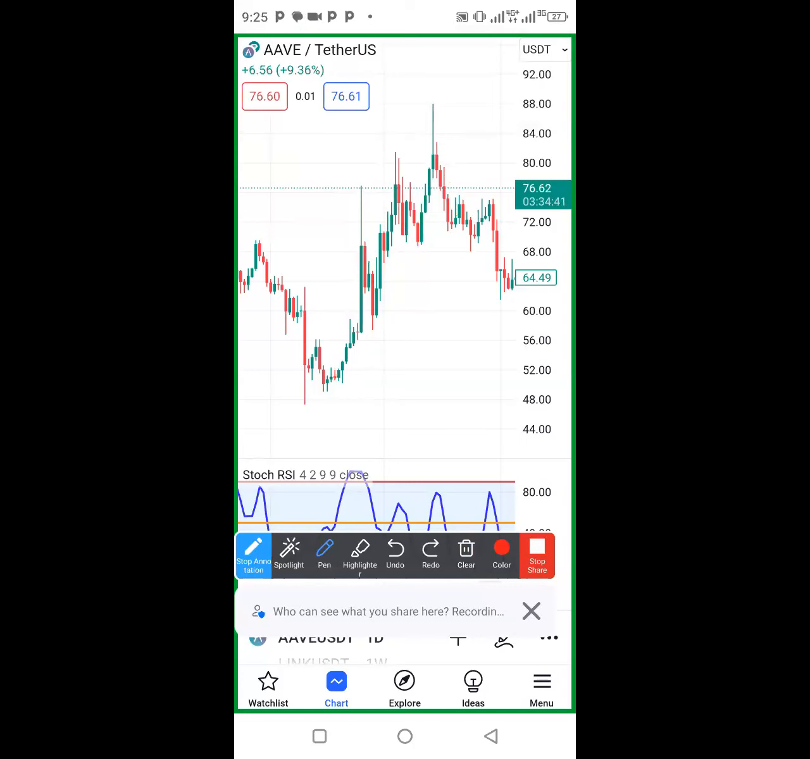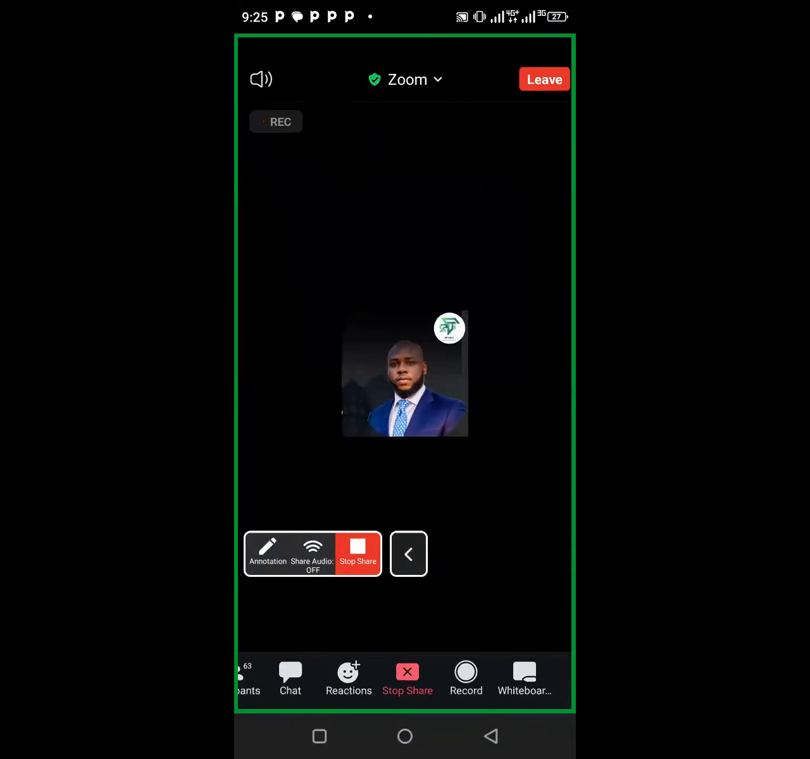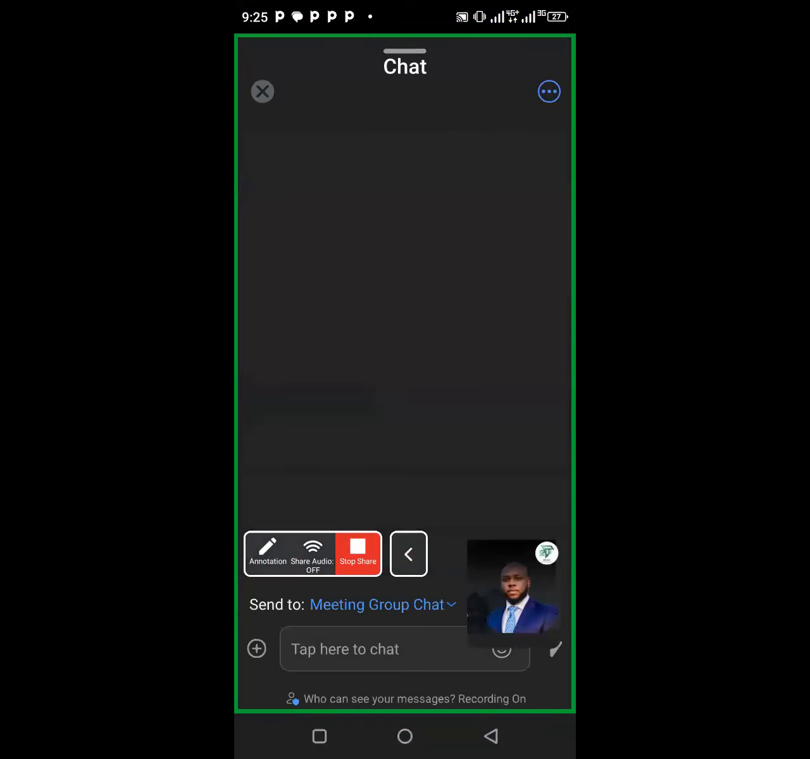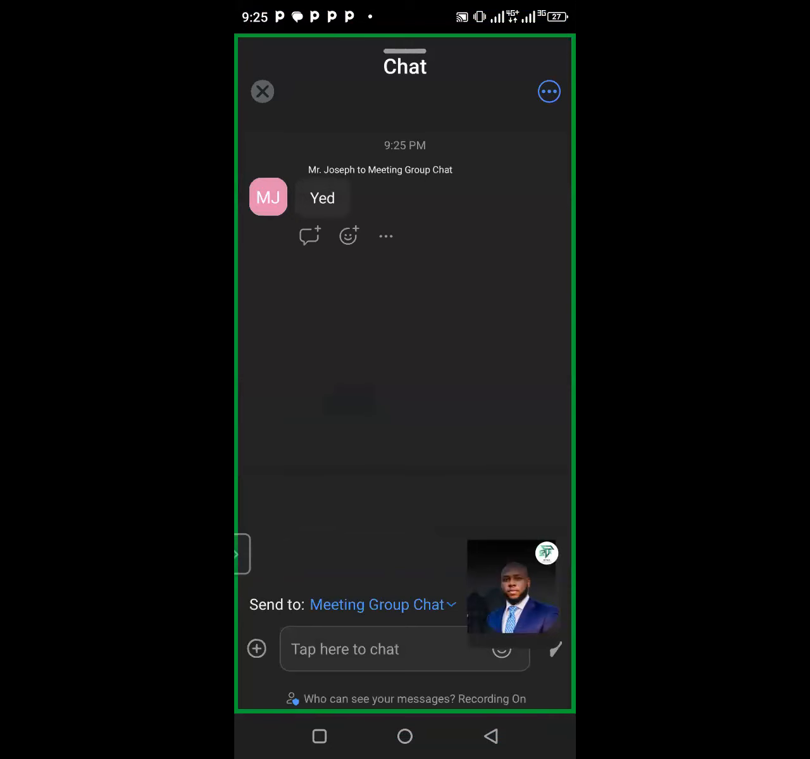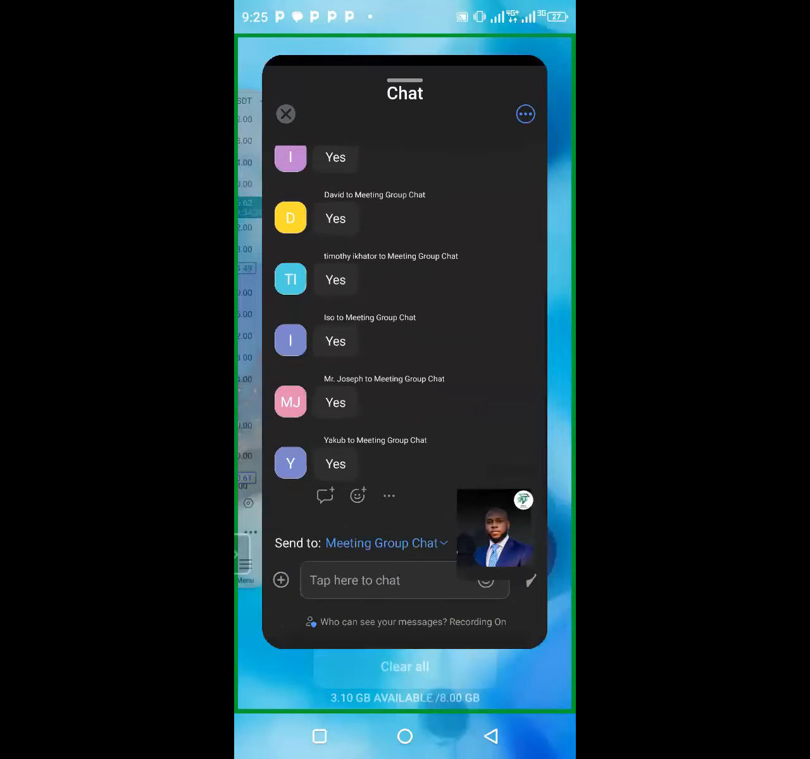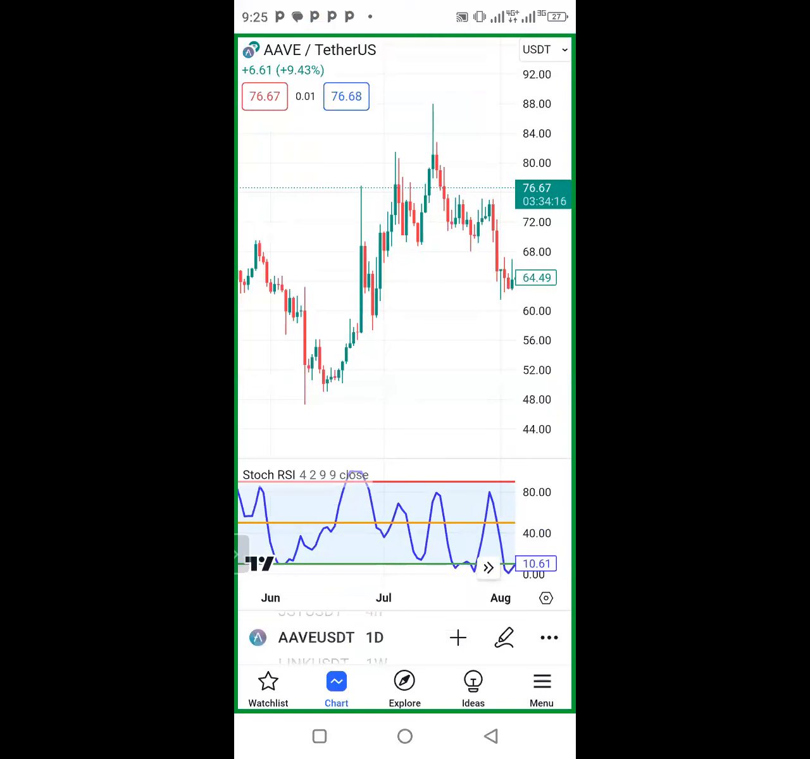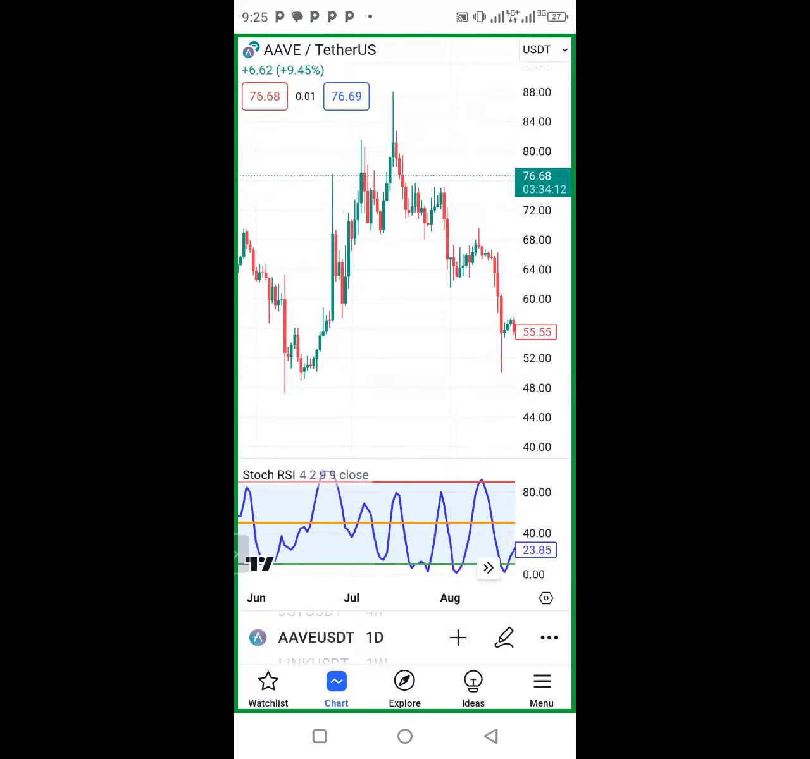Now, if you are in a downtrend, are you guys following me? If you're still following, type a yes in the chat box. Let me be sure that you guys are understanding what I'm saying. Okay, that's fine. Good. If you have any question, please write it down so that when I'm done with the class, you can ask your question. So today is it.